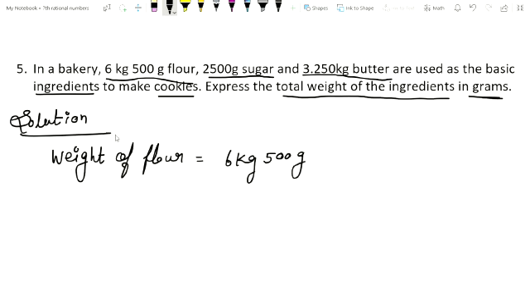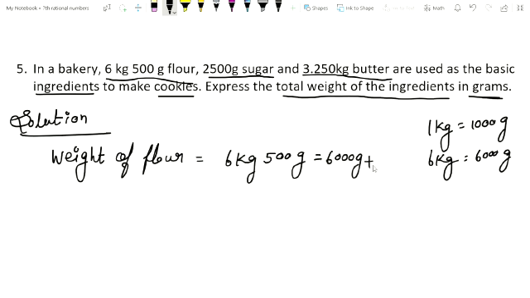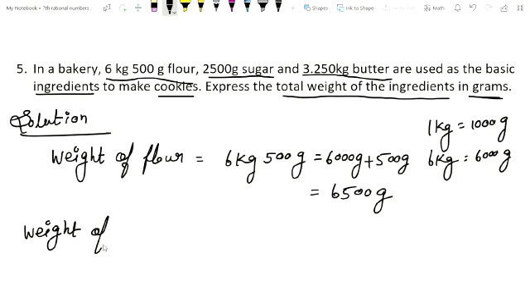First you convert into gram. How can you write this? You know that 1 kilogram equal to 1000 gram. So 6 kilogram equal to 6000 gram. Here you can add, 6000 gram plus 500 gram. So what you will get? 6500 gram. Next, weight of sugar equal to 2500 gram. So directly write 2500 gram.